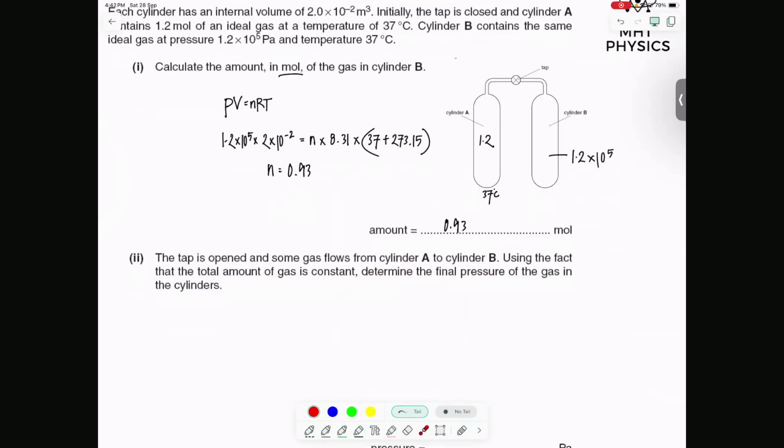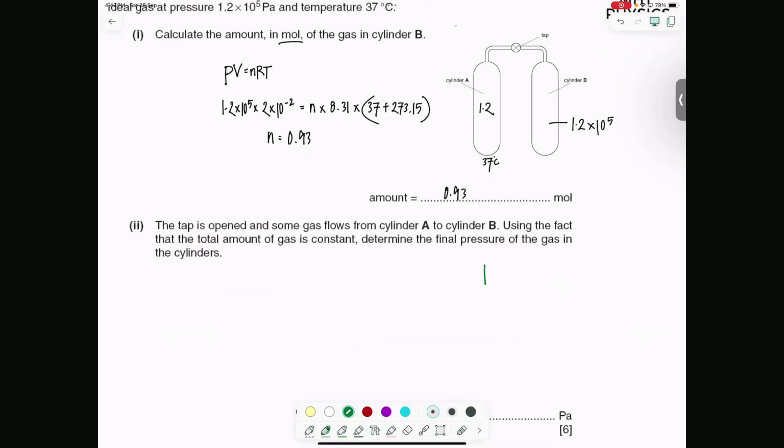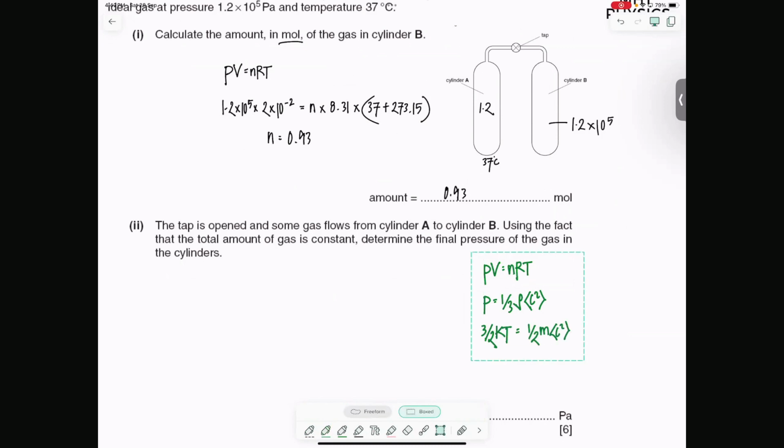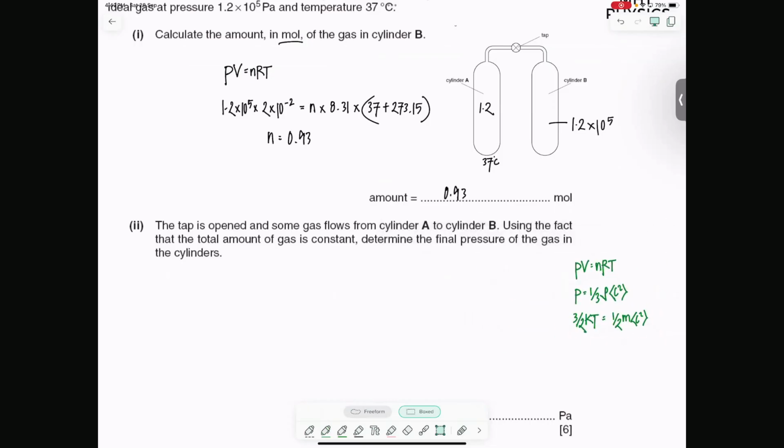What equation do you need to solve this question? PV equals nRT. I'll just go through the equations one more time, recapping this topic in case you missed it previously. Some of you are thinking there must be many formulas out there, but it's only two formulas. PV equals nRT. P equals 1/3 rho c squared. And this is not really a formula, but it's helpful: 3/2 kT equals 1/2 mc squared. That's it. These are all the equations you have in ideal gas. So next time you're trying to solve a question, it's somewhere here.